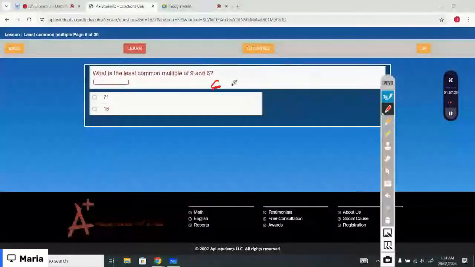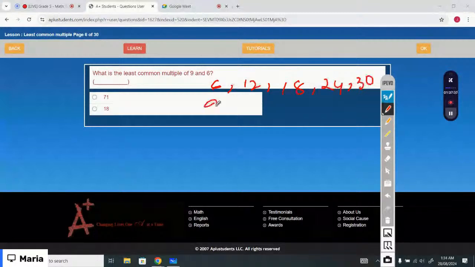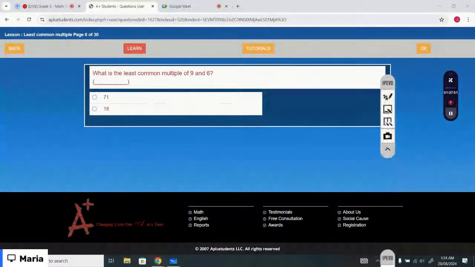6 times 1 is 6, 2 is 12, 3 is 18, 6 times 4 is 24, 6 times 5 is 30. Write down the multiples of 9. 9 times 2 is 18, 9 times 3 is 27, 9 times 4 is 36. So their least common multiple is 18. So the correct option is 18. They do have more than one common multiple, but the smallest one is 18.